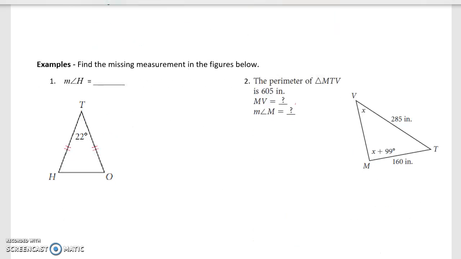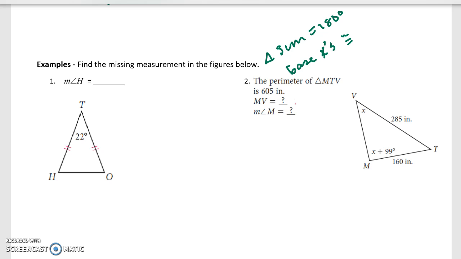Okay, so now we're going to find some missing angle measures. We're going to combine this with the other conjectures we've learned. So triangle sum means we have 180 degrees in a triangle. And then what did we just learn? We just learned that the base angles are congruent. That's the conjecture we just learned. So let's look at this one.